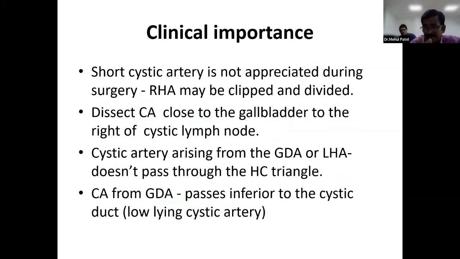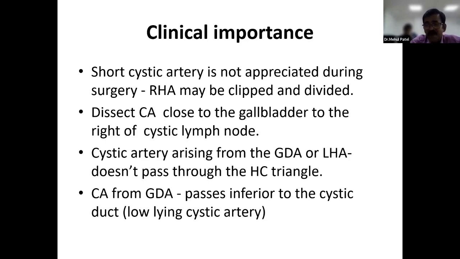So what is the clinical importance of appreciating the cystic artery anomalies? If you are not conversant with a very short cystic artery, which is arising from the hump of the right hepatic artery or the common hepatic artery, you may injure the right hepatic artery. And you have to keep in mind that you have to dissect the cystic artery close to the gallbladder, and the cystic lymph node is an important guide for that.